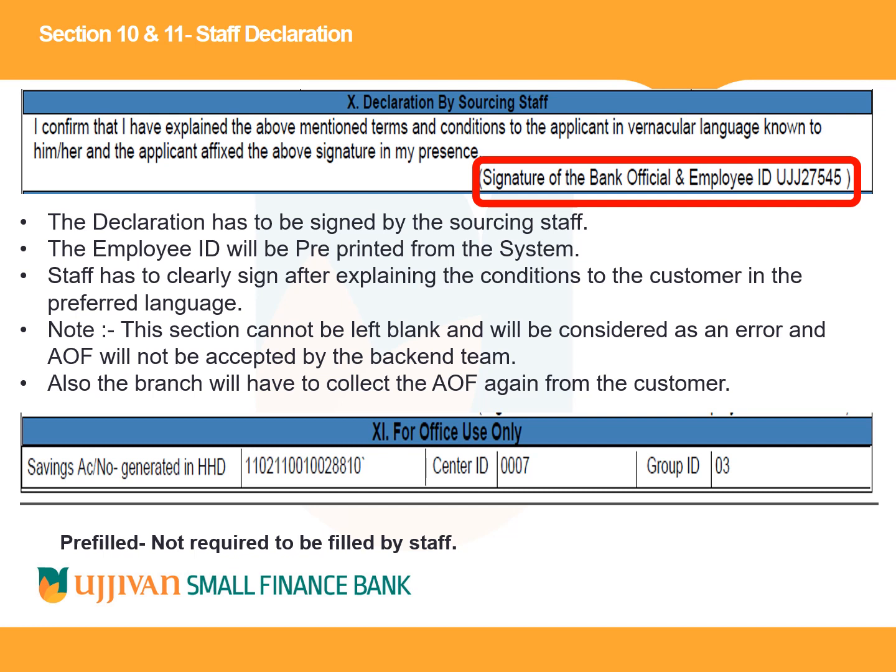Section 11, for office use only. This section has to be pre-filled and is not required to be filled by the staff.